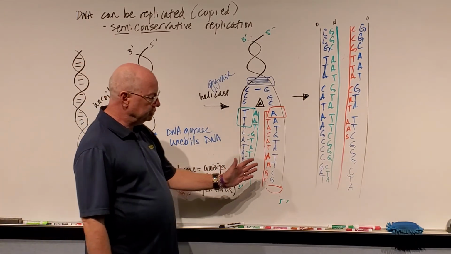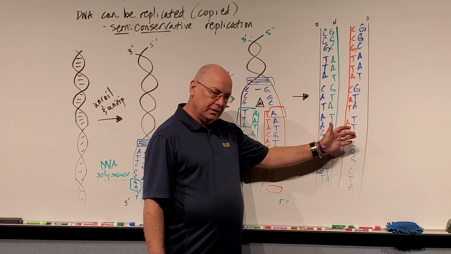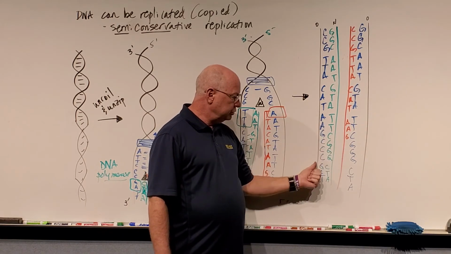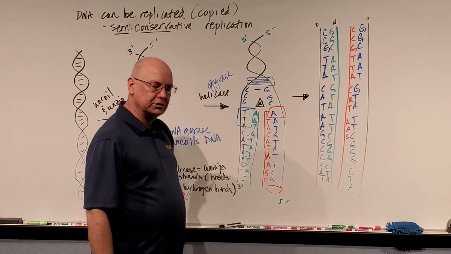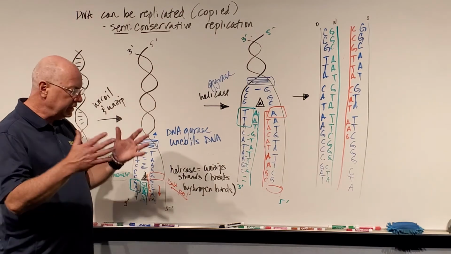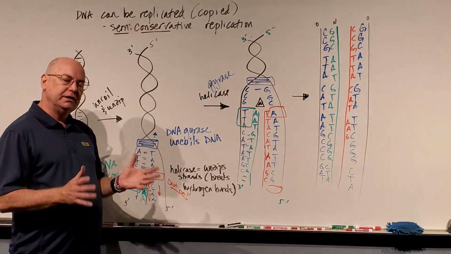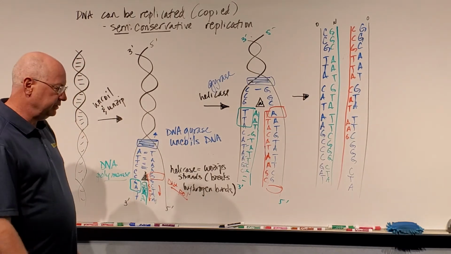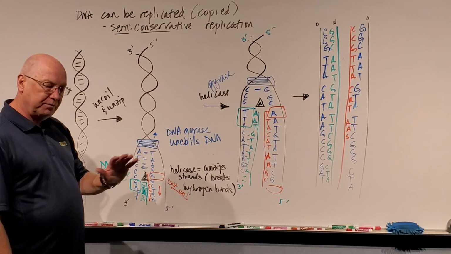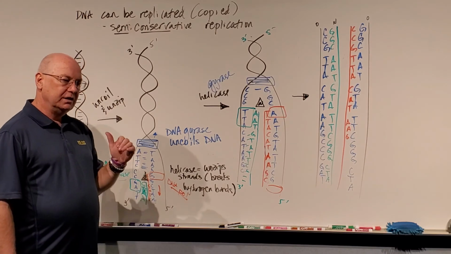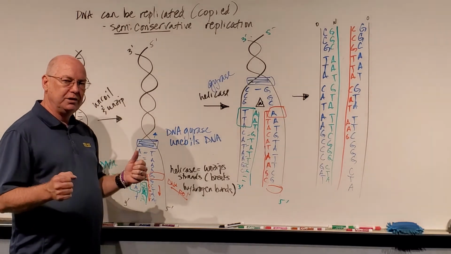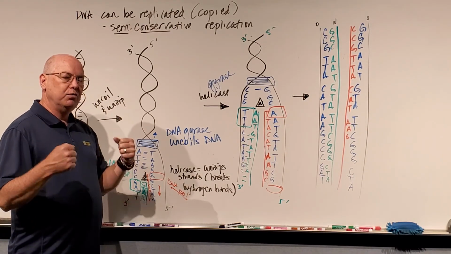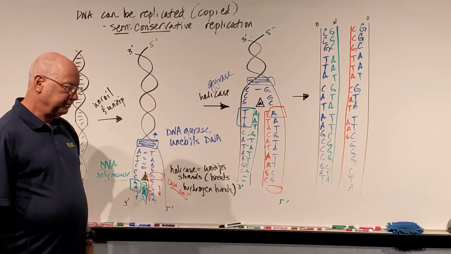Ultimately, I end up with two identical copies, and each new copy has an old strand and a new strand, hence the semi-conservative nature. I think I hit all the high points that I think you should know at this point of your education, at this point of understanding all of this stuff. It's far more complex and involved than this. There are some differences between prokaryotes and eukaryotes, but we're not going to go into all of that just yet.